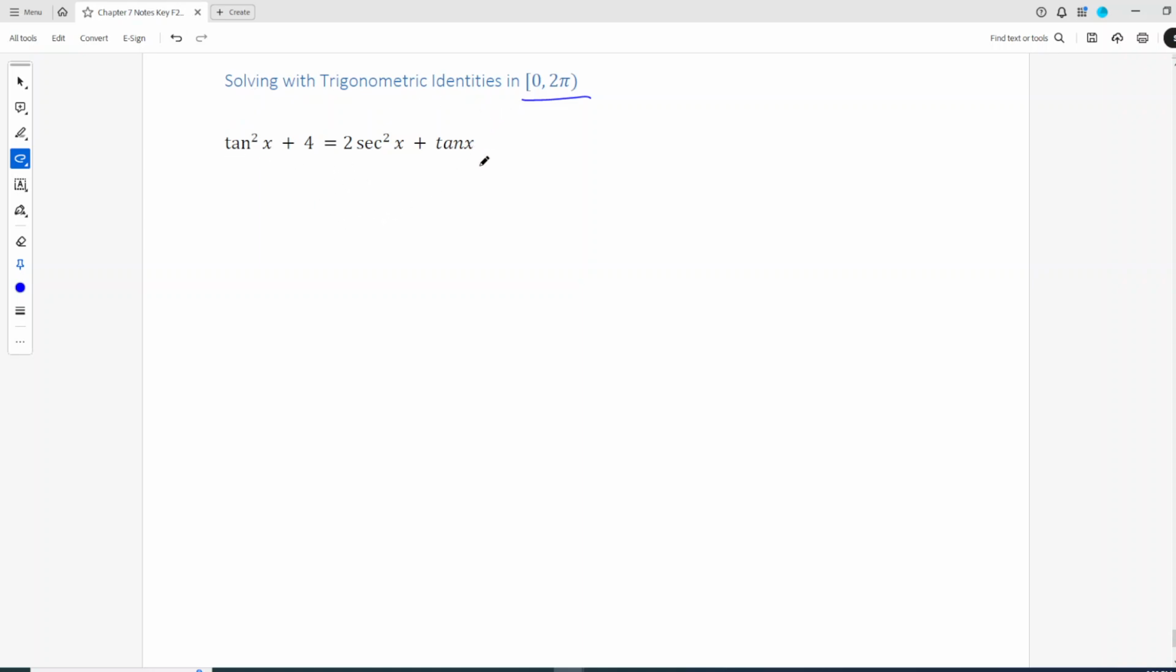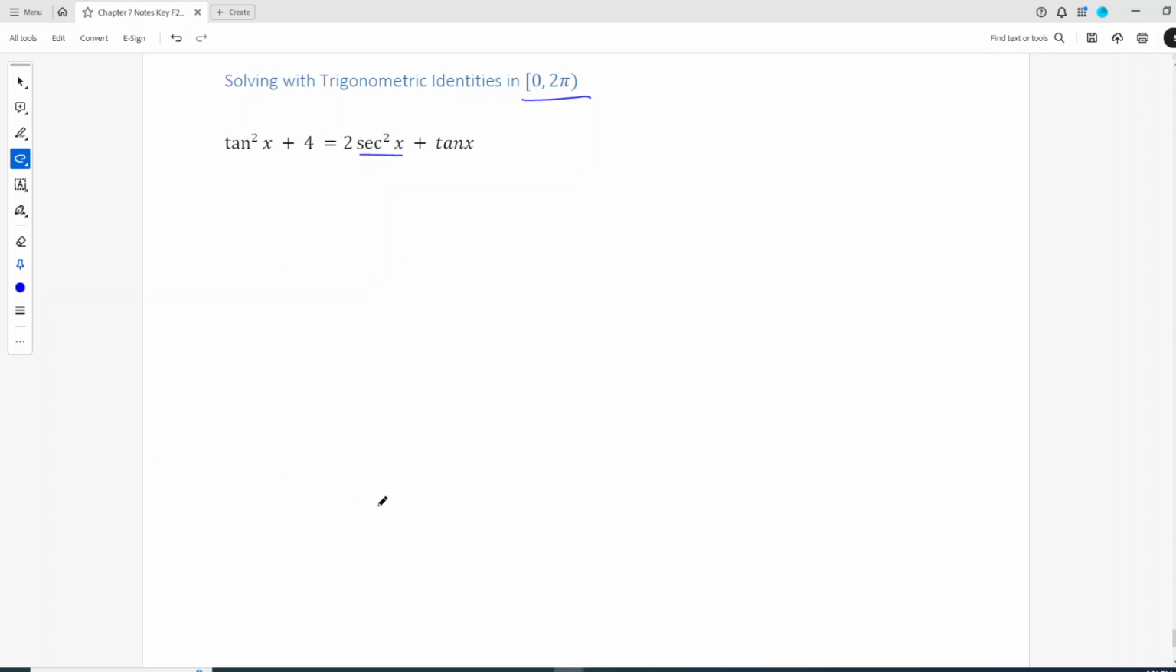These are called solving with trigonometric identities because what's going to happen is you're going to look at a question and there's going to be way too many things. Like there's a tan squared and there's a secant squared and there's a tan x, which makes me start thinking about trinomials, right? When you go squared, not squared, and then a constant. But this weird secant squared x messes everything up.